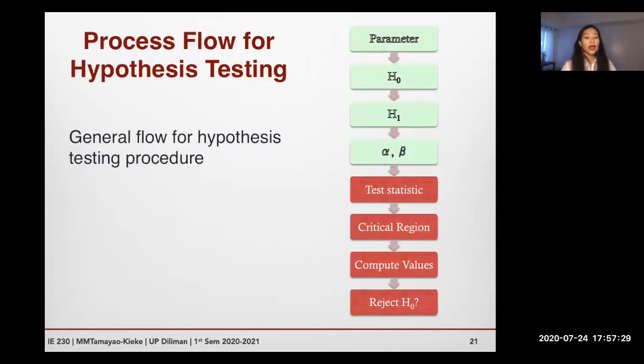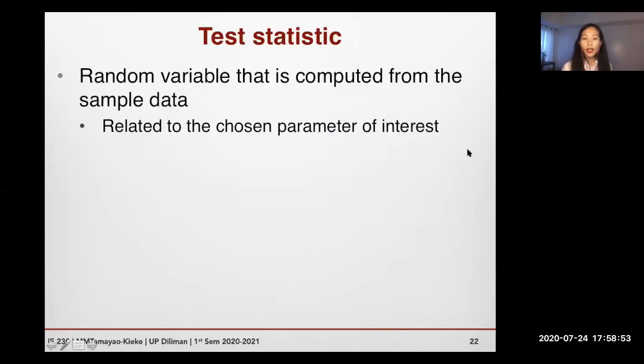Okay, now the next step is to identify the test statistic. And as you will see later on, the test statistic will depend on the parameter of interest as well as the assumed distribution of the population.